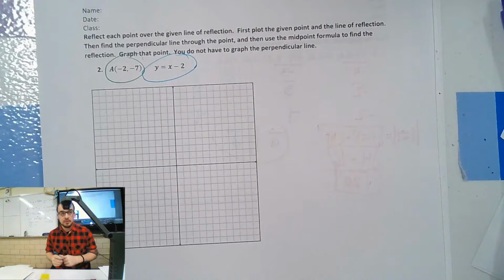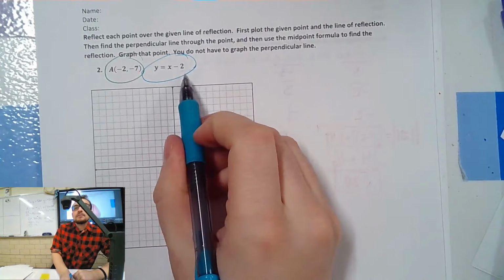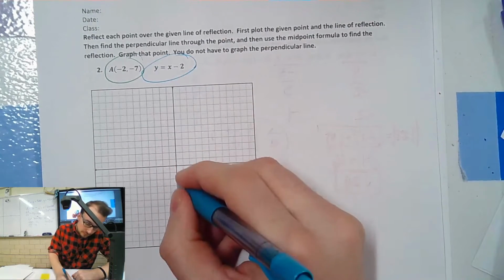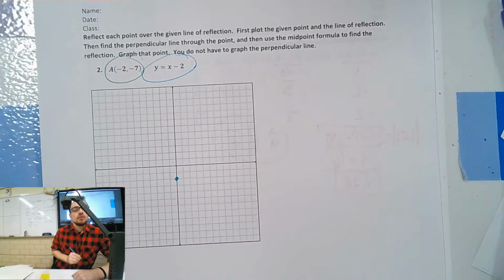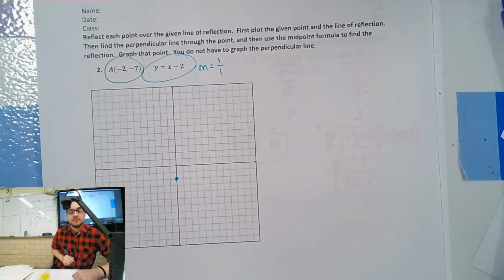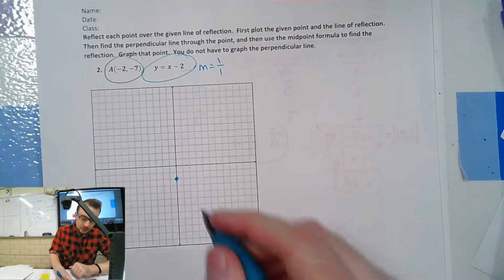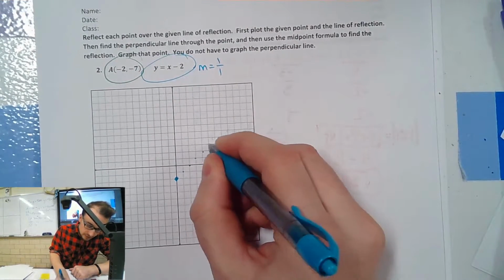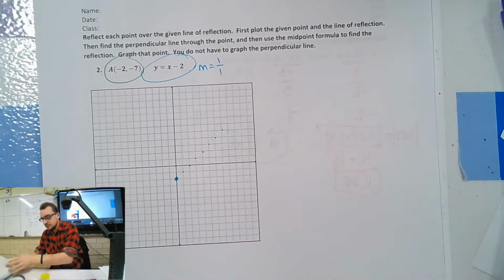So buckle up. Slope-intercept form. Y-intercept is -2, so it hits there. What's our slope? 1 over 1. There's a 1 in front of that x. So we're going to go up 1 over 1. And that's going to be our line.